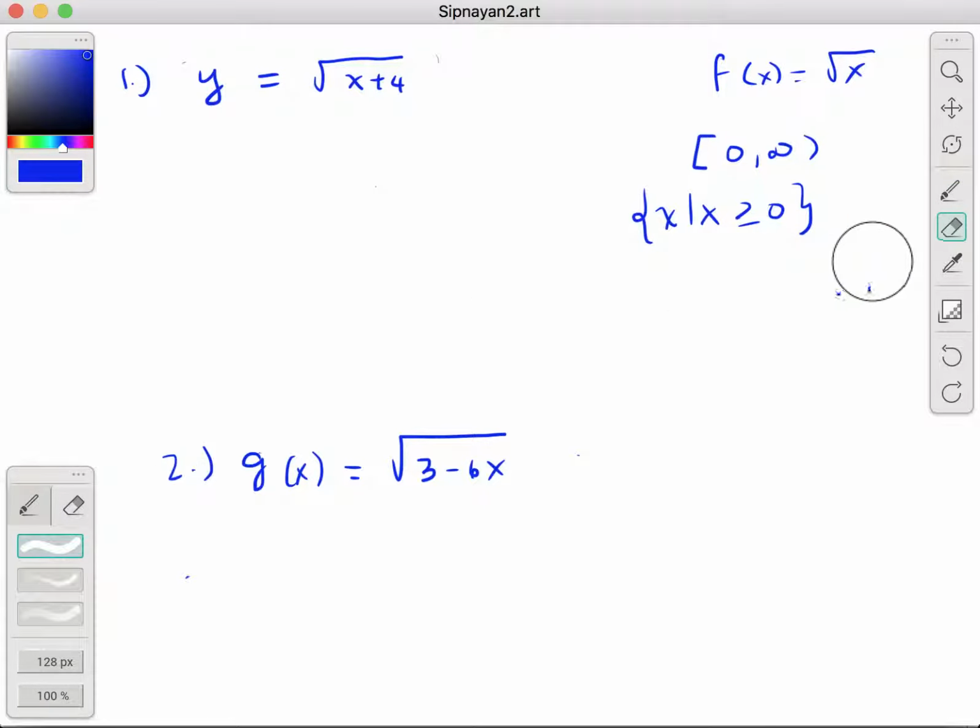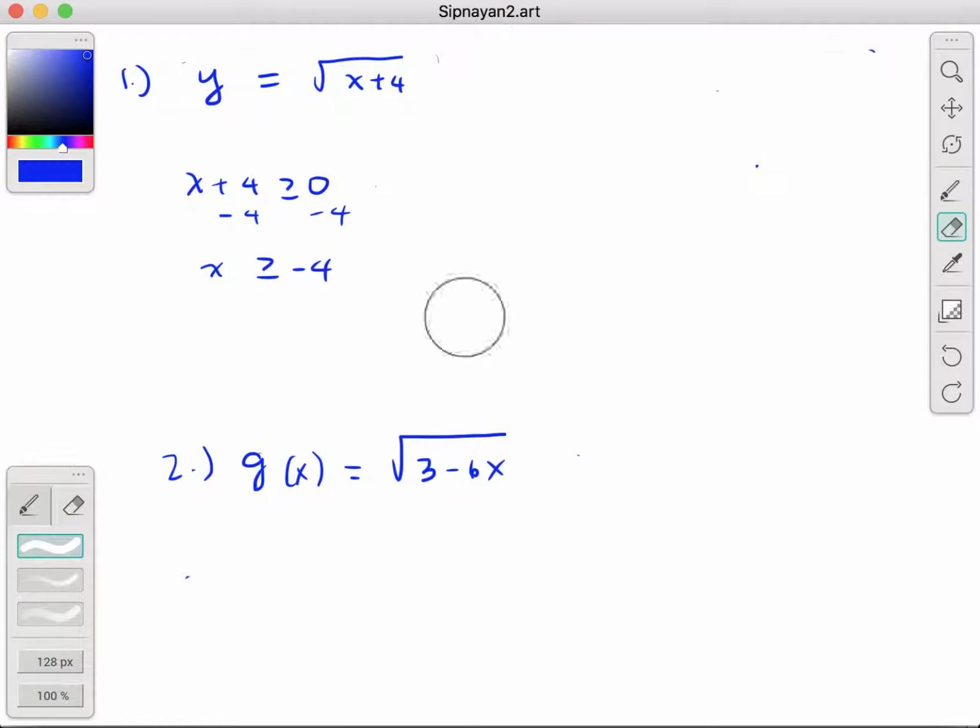Okay, so ang ibig sabihin niyan, yung domain, the value of x plus 4 must be greater than or equal to 0. So, this is an inequality. Usually, parang equation lang yan, although hindi lahat ganyan. But here, we can just subtract 4 from both sides. So, we have x is greater than or equal to negative 4. Ibig sabihin, our domain must be x such that x is greater than or equal to negative 4.